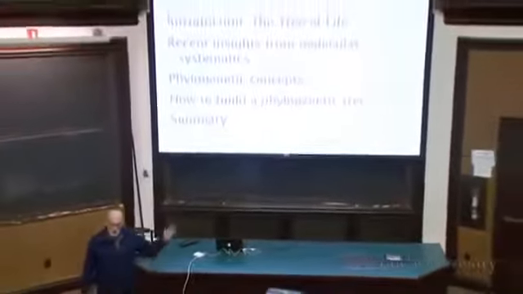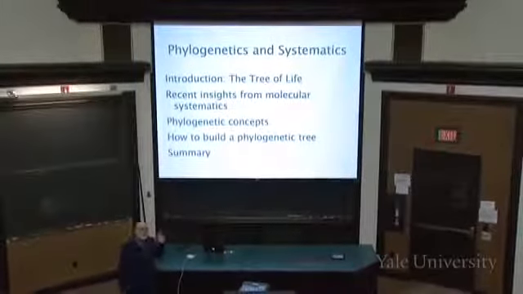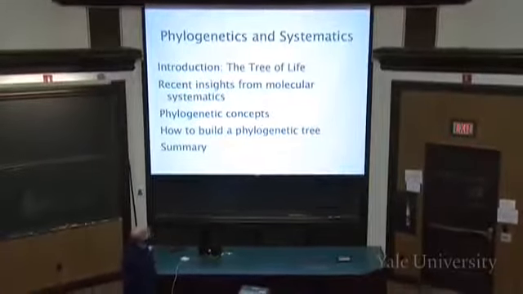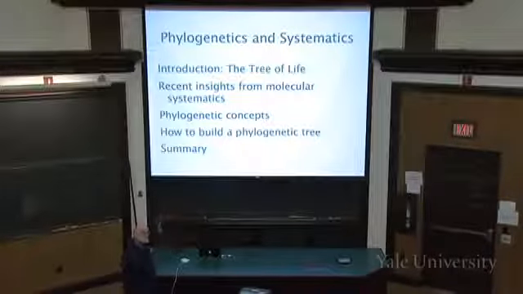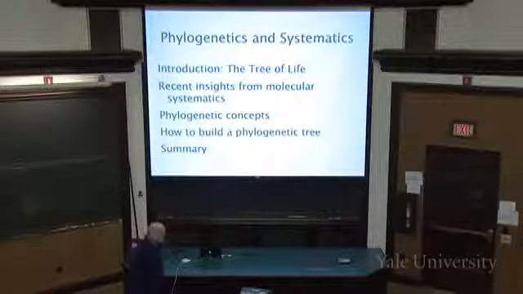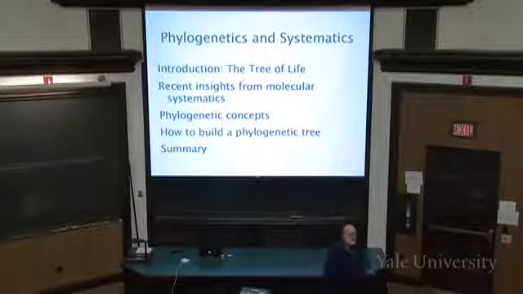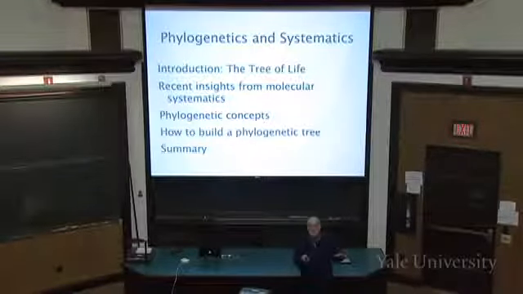Very good. So today we're going to talk about phylogenetics and systematics, and the lecture has this kind of structure. I'll remind you of what the tree of life looks like. Then I will motivate the lecture basically by giving you some surprising recent results from molecular systematics. And then I will go into what phylogenetic concepts are and how to build a phylogenetic tree. I won't do this in great detail, but I hope I do enough of it so that you at least have a good feel for the issues that are involved when you do this.